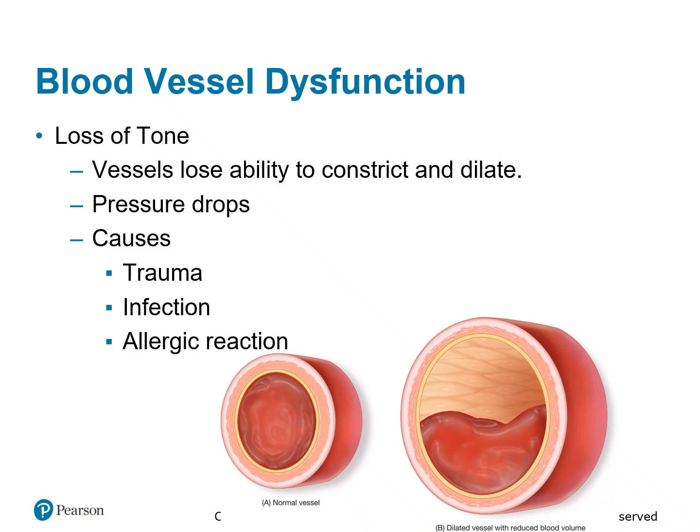And here's where we get our loss of tone. So if the vessels lose their ability to constrict or dilate, they're just going to relax and dilate, and that pressure drops. So look at how much drop in volume you would get of blood. You may have the normal amount of blood, but when your vessels dilate, your blood pressure will drop simply because you now have more pipe to fill.